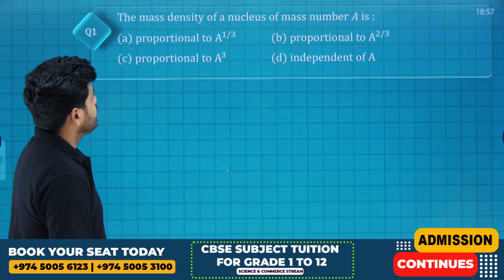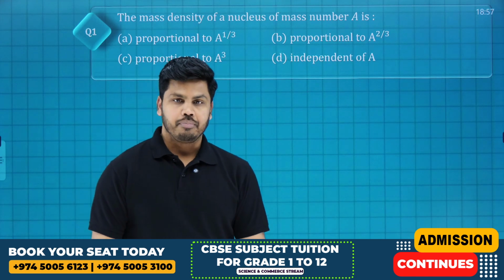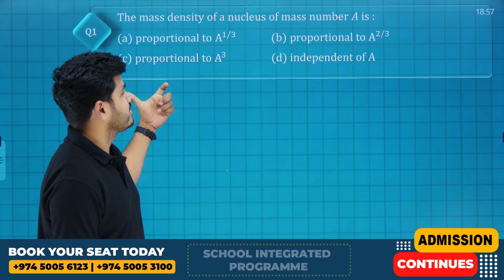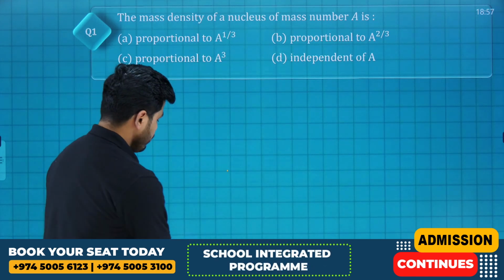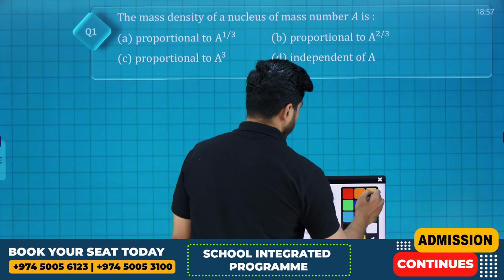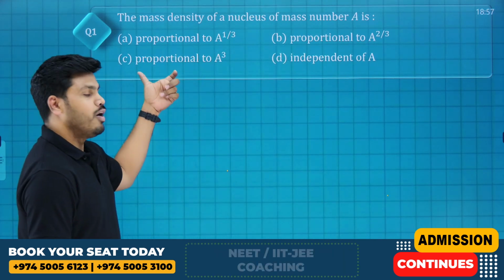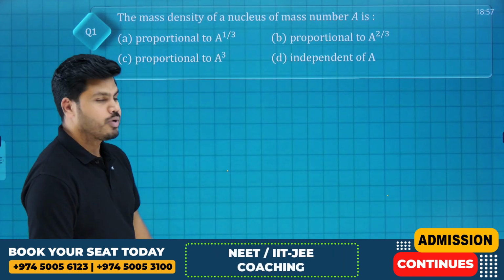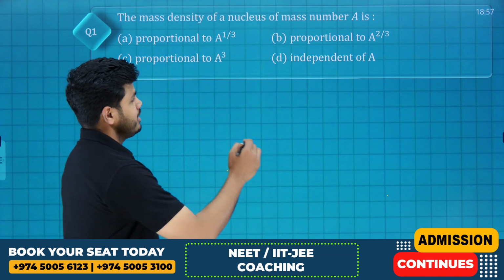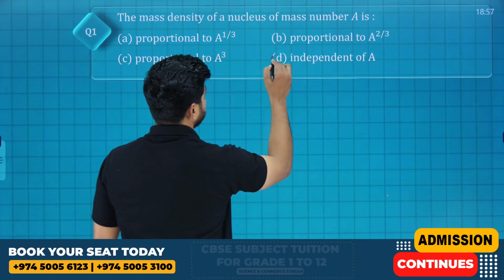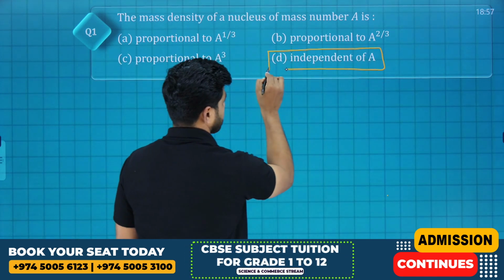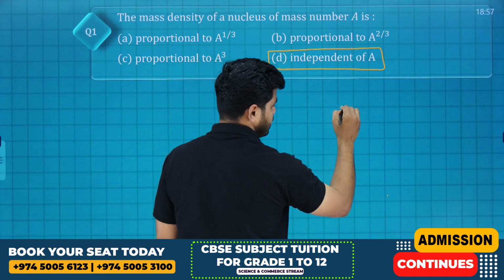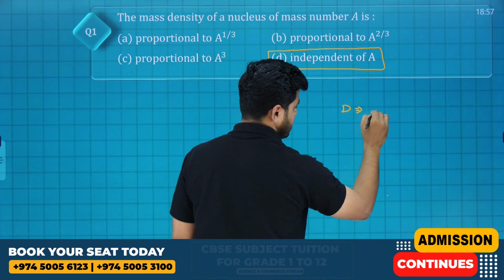The mass density of a nucleus of mass number A. The first question is about the density of a nucleus. And we have learned the density of a nucleus. What is the relation between density of the nucleus and mass number of the nucleus? See, we know it is independent of the mass number. Right? Nuclear density of a nucleus is independent of mass number.